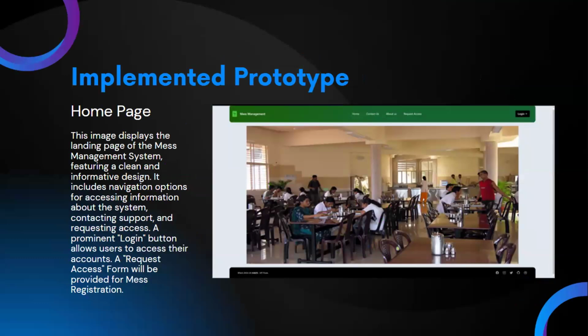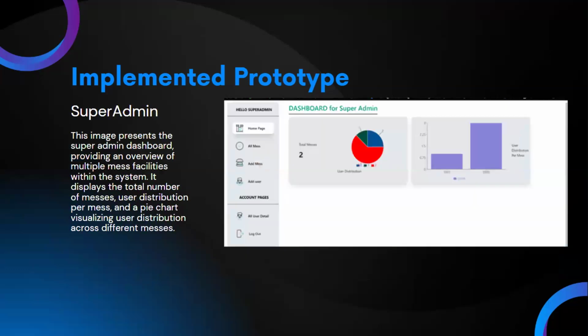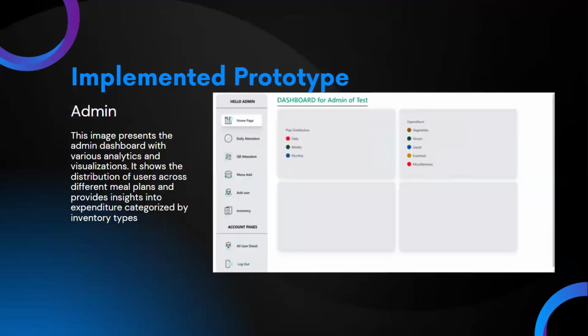This is the landing page, with simple and clear navigation with options for accessing information, contacting support, and requesting access for multi-mess services. Next is the super admin dashboard. This provides a comprehensive overview of the multi-mess management system, including mess details, user distribution, and reports. Next is the mess admin dashboard. It offers reports on daily attendance, expenditure categorized by inventory types, and other vital data points for decision making.